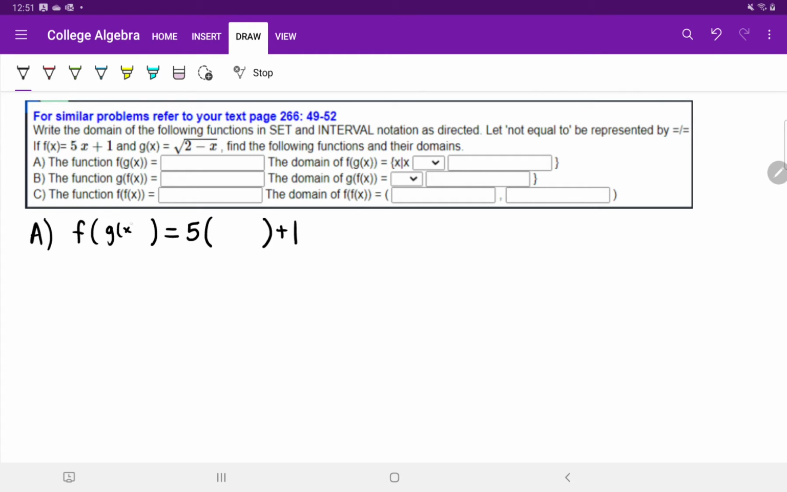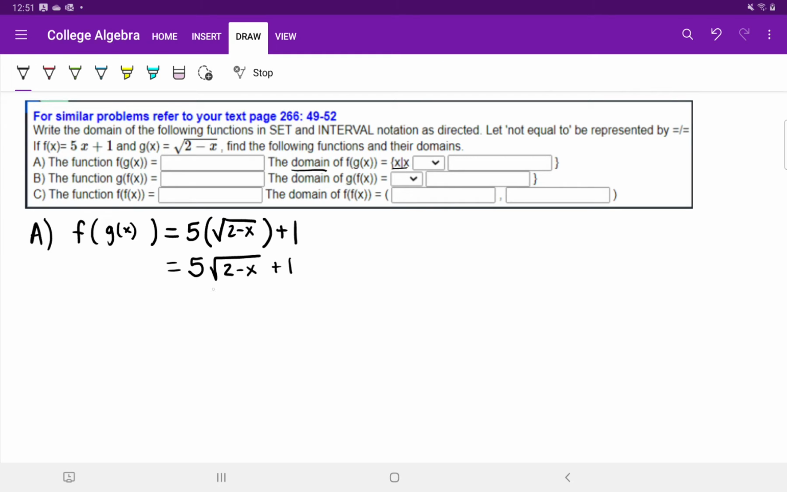And g of x is equal to the square root of 2 minus x. So if we simplify this a little bit and get rid of some of these parentheses, we end up with 5 radical 2 minus x plus 1, which cannot be further simplified. Now for part A, we want to find the domain of this function, and they want us to write our answer in set notation. So whenever we're looking for the domain of a function, there are two types of expressions that we have to pay particular attention to. Fractions, because denominators cannot equal 0, and roots, because roots cannot be negative.